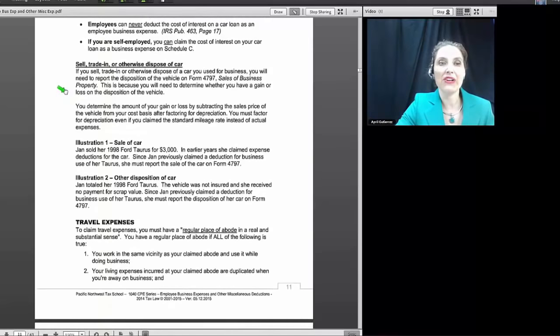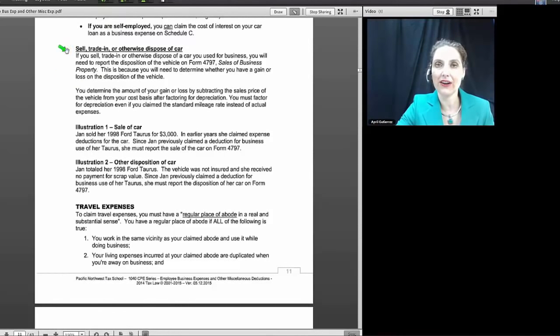And now we're going to move on to what happens if you sell a car for which you have claimed business use. If you sell, trade in, or otherwise dispose of a car you used for business, you will need to report the disposition of the vehicle on Form 4797, Sale of Business Property. This is because you will need to determine whether you have a gain or loss on the disposition of the vehicle. If you determine that you have a gain or loss in the vehicle, then you're going to need to report that gain or loss on your tax return, and it would be actually ordinary gain or ordinary loss.